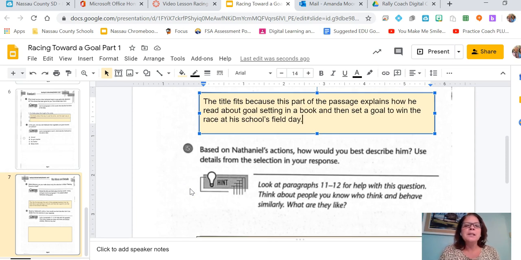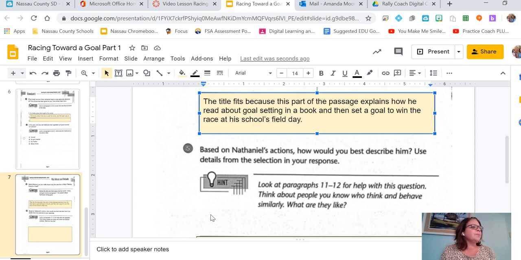Number five, based on Nathaniel's actions, how would you best describe him? Use details from the selection in your response. Look at paragraphs 11 and 12 to help with this question. Think about people you know who think and behave similarly.